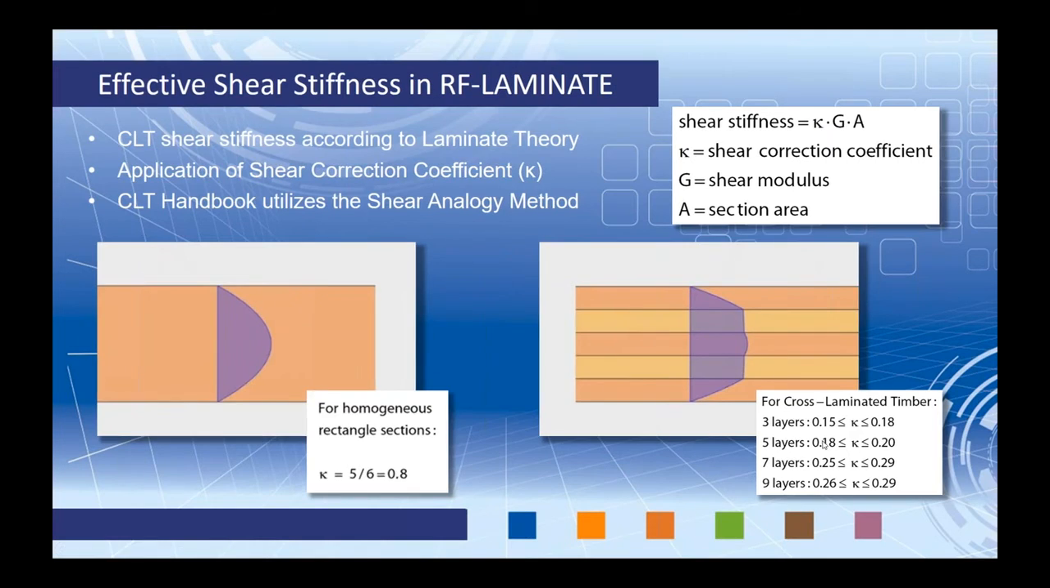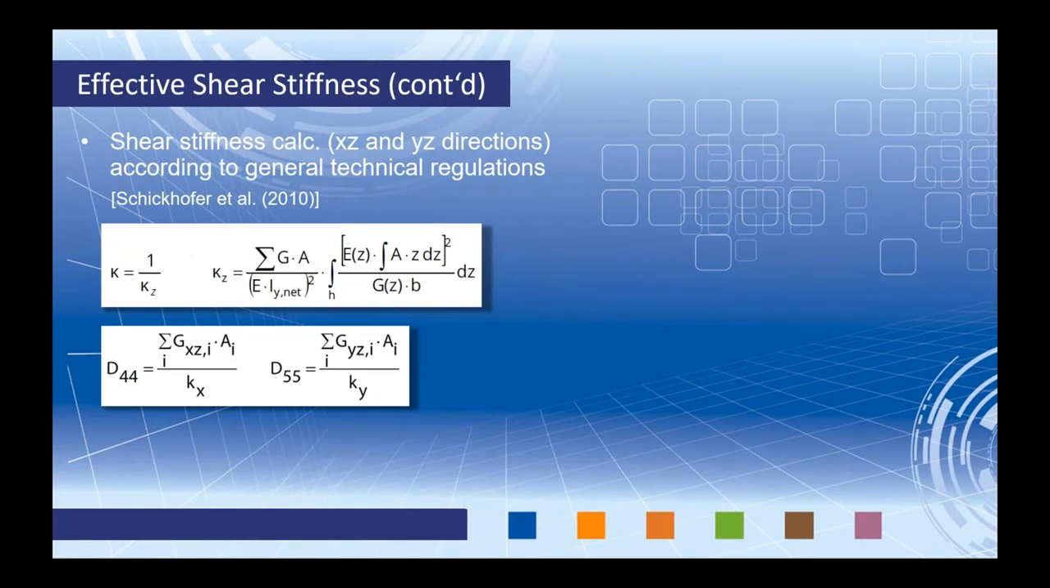So we will actually take you to the next slide to show you how these shear stiffness calculations in the XZ and YZ directions are calculated according to general technical regulations. So here are the equations for the shear correction coefficient. And we can see how that shear correction coefficient comes into play when calculating the D44 and the D55 stiffness matrix entries within the CLT panel.